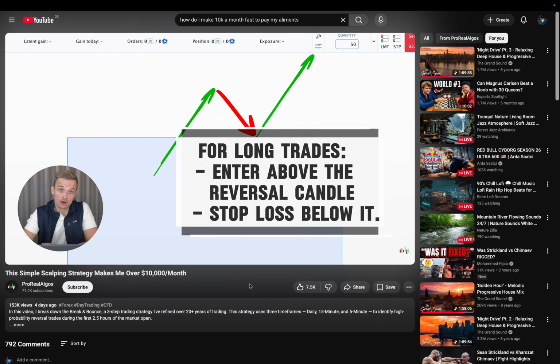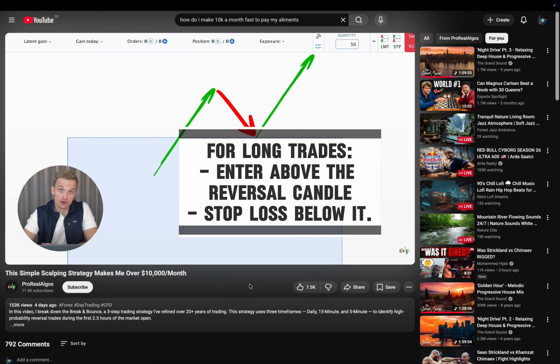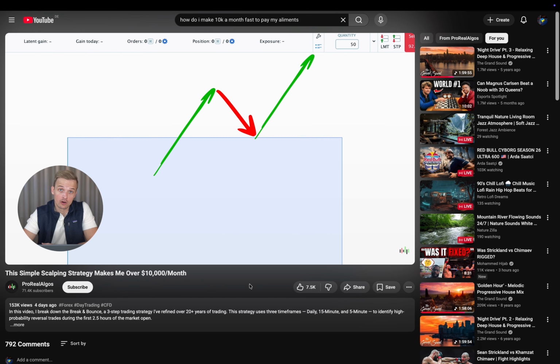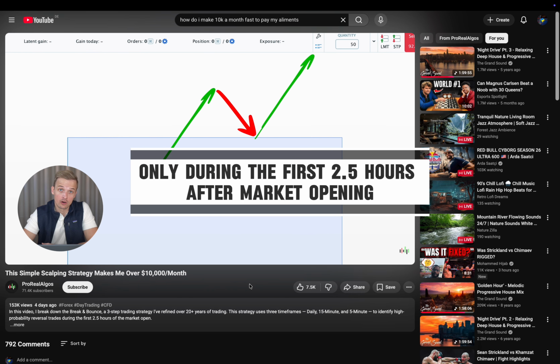So for long trades, you enter above the reversal candle and you put your stop loss below it. For short trades, you enter below the reversal candle and you put your stop loss above it. And we only take these setups during the first 2.5 hours after the market opens. That's the whole idea and the strategy.